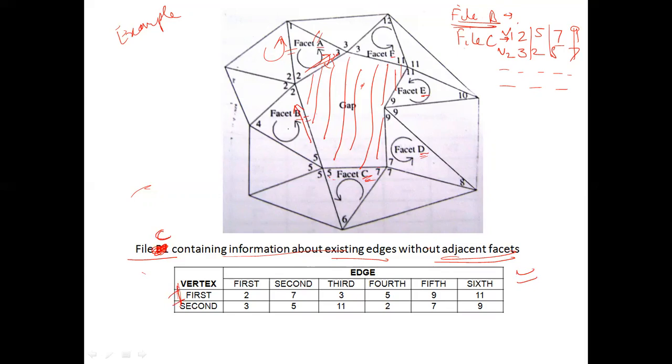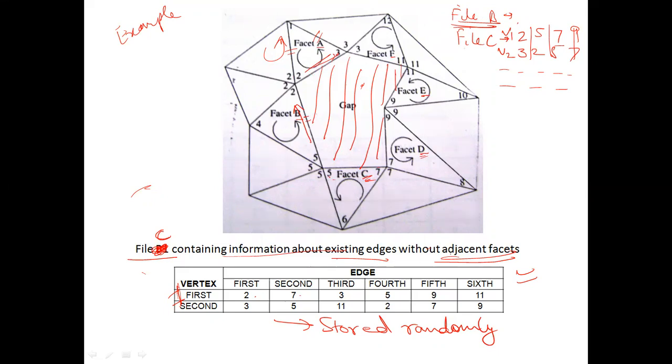For the first edge, that is this edge, 2 and 3 is missing. For the second, 7 and 5 is missing. Randomly I have taken this. So this information has been stored randomly. There is no particular sequence of doing this process. So randomly I have checked for all the edges.